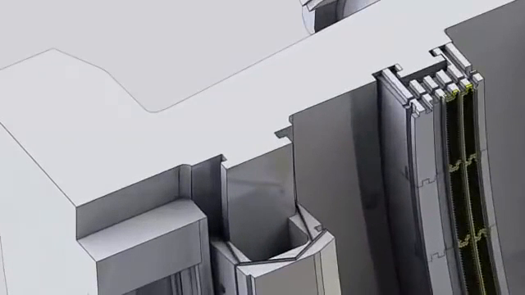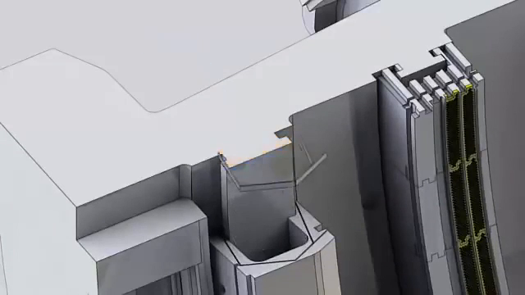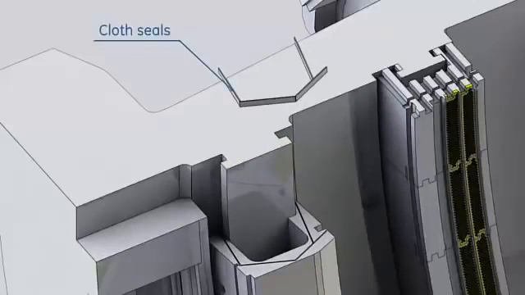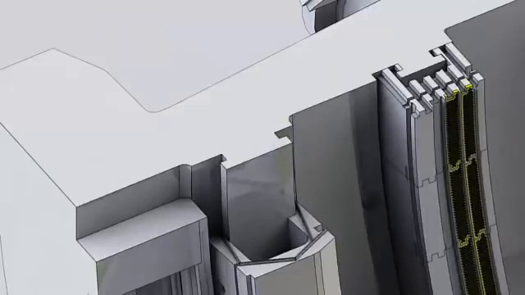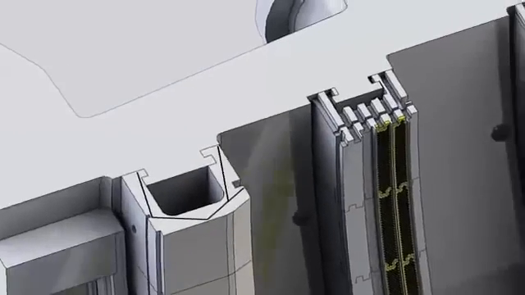These shrouds are attached to the turbine shell by sliding onto the T-hook arrangement machined on the turbine shell. Joints between first stage shrouds are sealed by cloth seals. Shrouds are maintained in the circumferential position by radial pins from the turbine shell. The first stage shroud is coated with thermal barrier coating to withstand the extremely high temperatures at this stage.